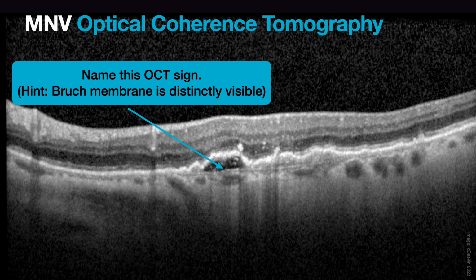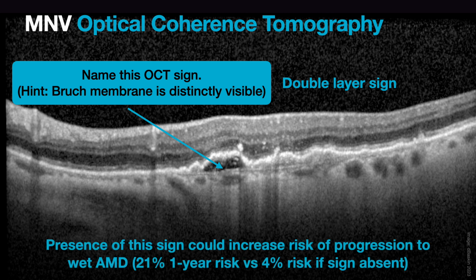This sign's kind of hard to know what I'm thinking, but essentially we're seeing Bruch's membrane. It's distinctly visible, whereas typically it's not in normal OCTs, normal eyes. This is called the double layer sign. You will see this alluded to a lot because it has prognostic significance. One-year risk of CNV is 21% if you have it, and 4% if you don't.